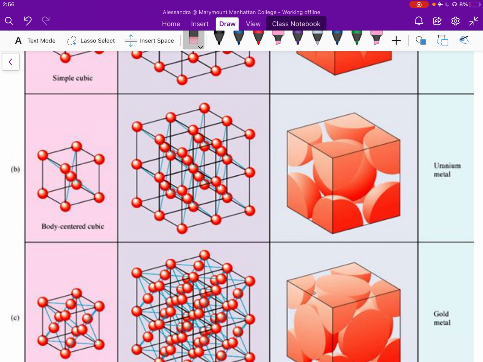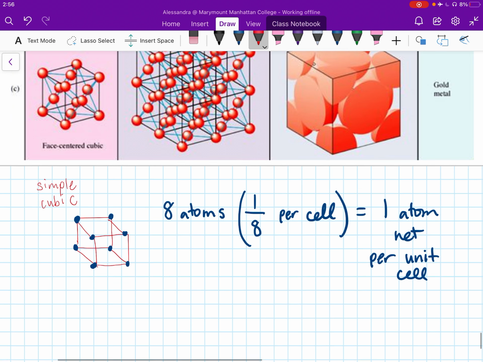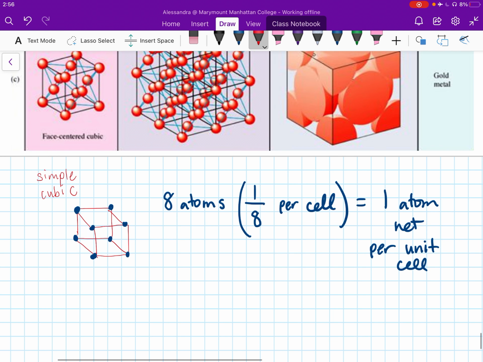So if we're going to do the math for that one, it's a bit different. So this is the simple cubic. Let's talk about the body-centered cubic, BCC. The body-centered cubic cell is also cubic. And like the simple cubic, it has those corner atoms. But in addition to those corner atoms, it has an atom dead in the center.